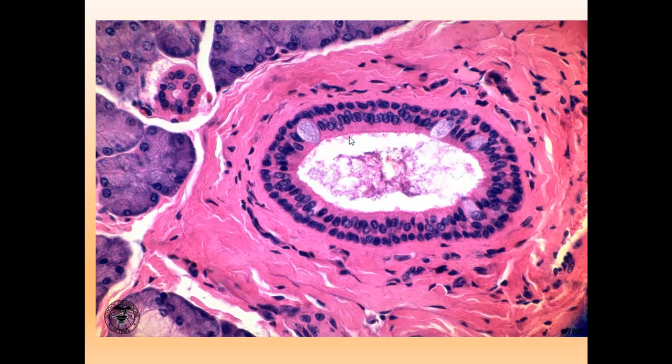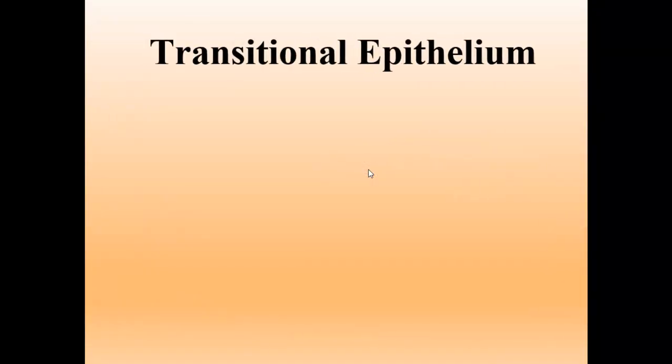This is another picture for a duct, and we can see clearly here the lining epithelium, which is stratified columnar. This is glandular tissue. We'll talk about it later. This will produce the secretion, and this duct will take the secretion to the site of action. Okay, up to now we talked about three simple, three stratified. Now time to talk about transitional and pseudostratified columnar.